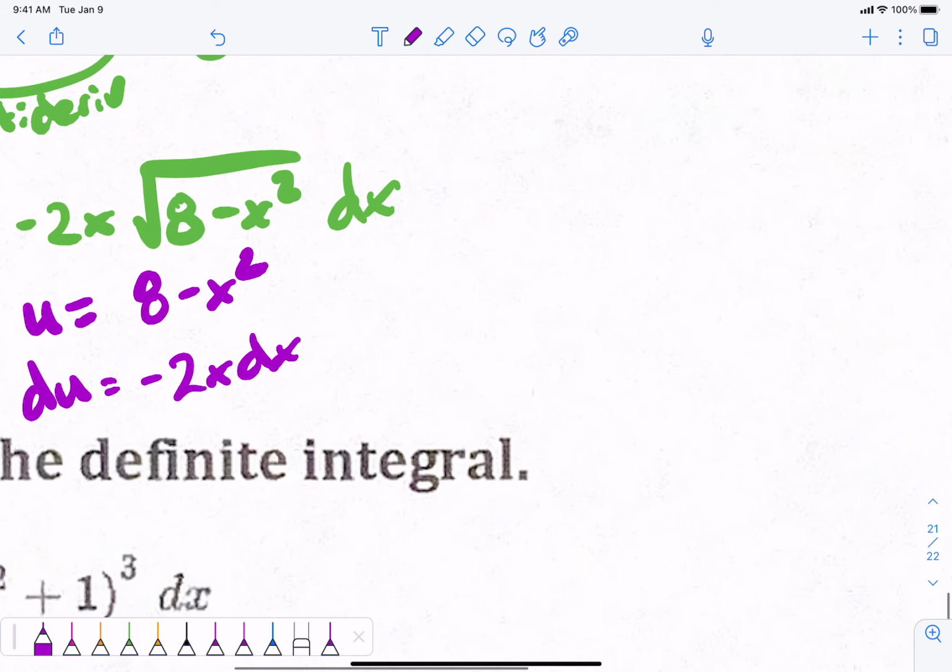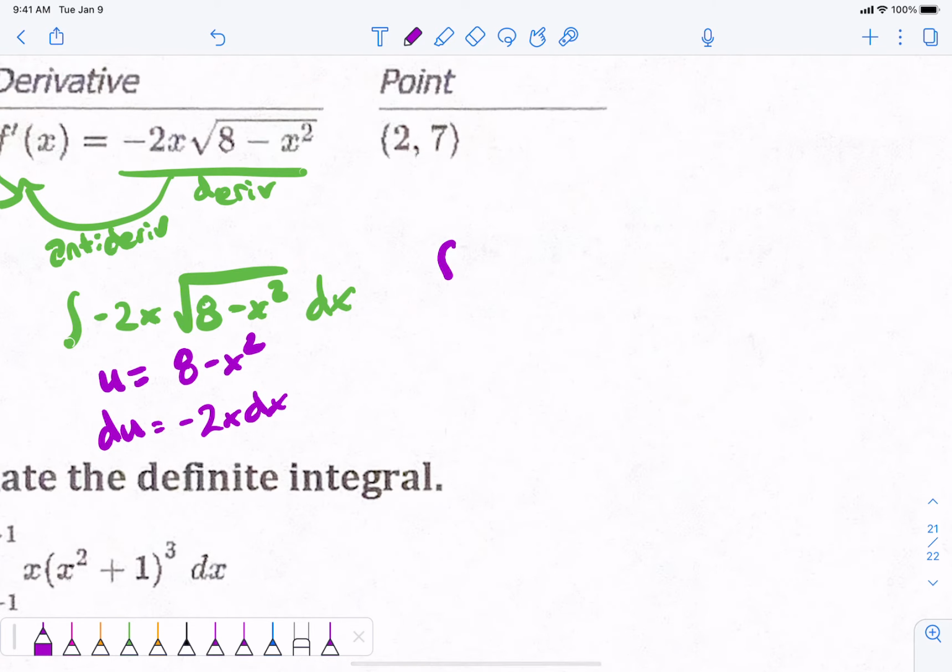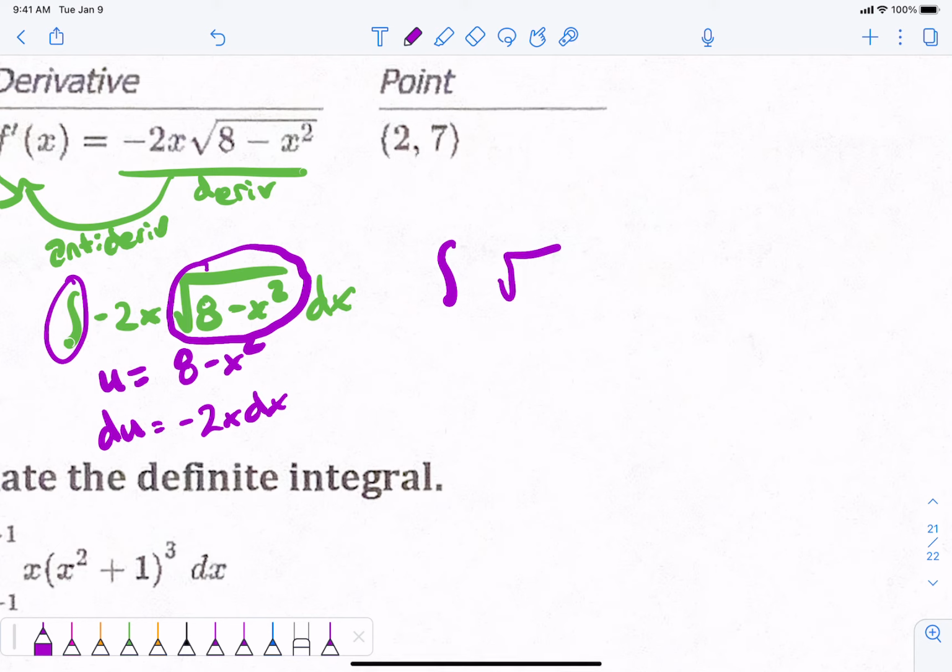Now I substitute. That's step number 2. So my integral stays an integral. That thing has been done. I'm going to do this guy next, which is the square root of 8 minus x squared. What is 8 minus x squared? What do we call it?